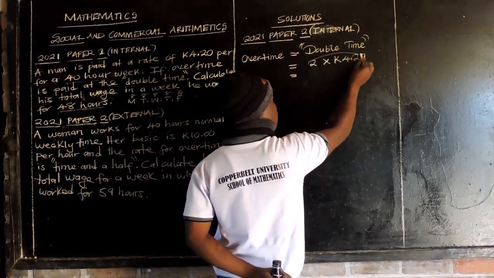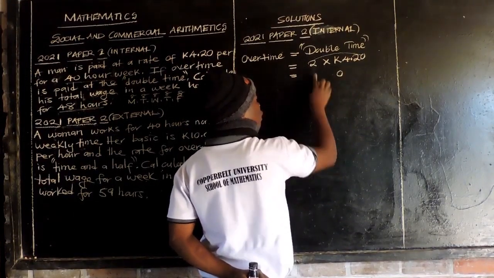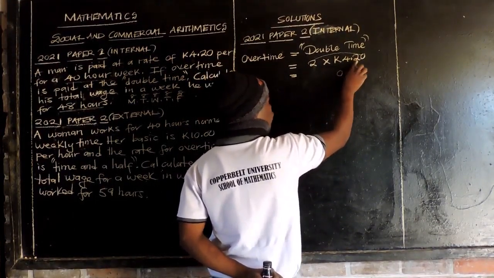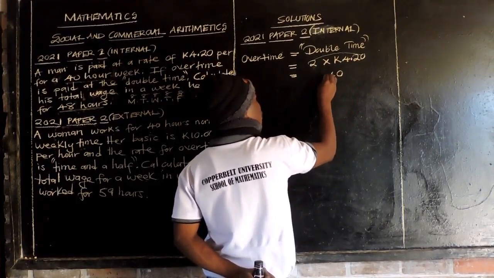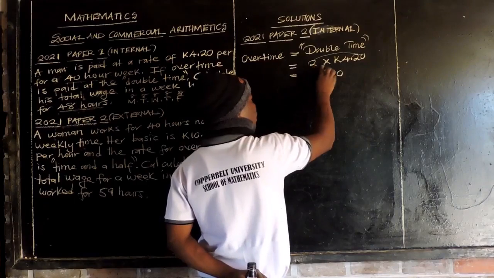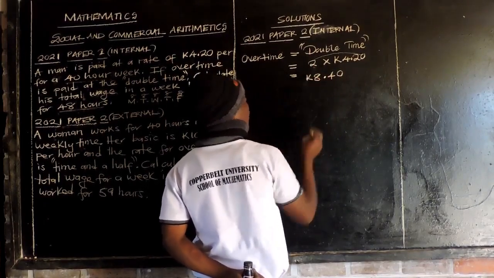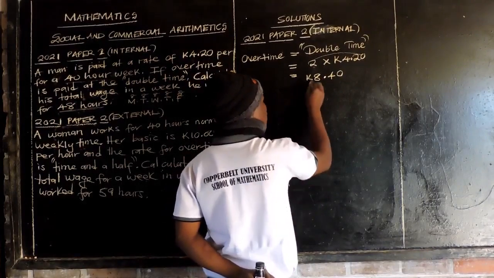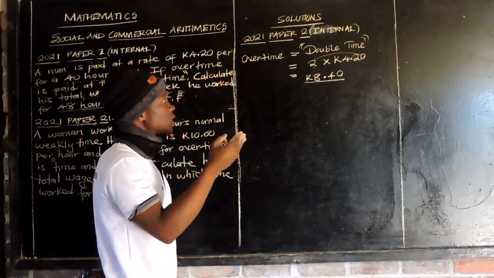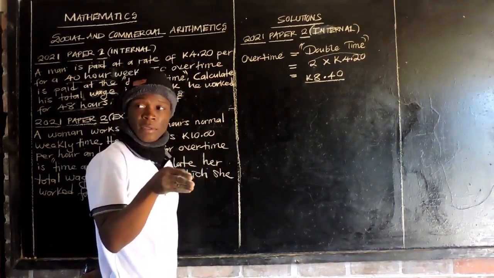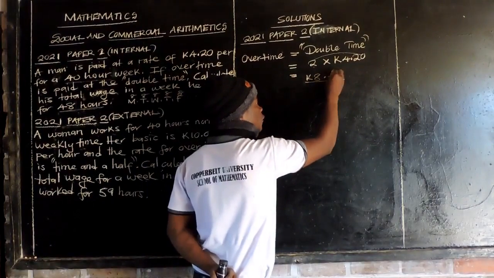2 times 0, you get 0. Then 2 multiplied by 2, you get 4. Are we together? Then I've got a point. Then 2 multiplied by 4, you get 8. So this is 8 kwacha 40 ngwe. That is overtime per hour. 1 hour overtime is equal to 8 kwacha 40 ngwe.